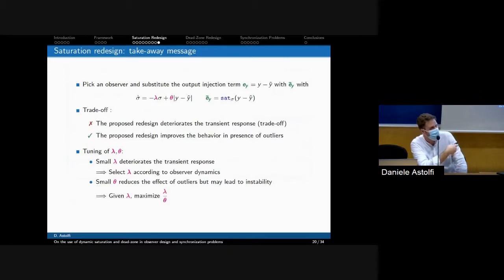Actually, in the proof of the theorem, we prove that if you fix lambda, there exists theta large enough so that everything will work. So it's not so difficult to prove things with Lyapunov theory.